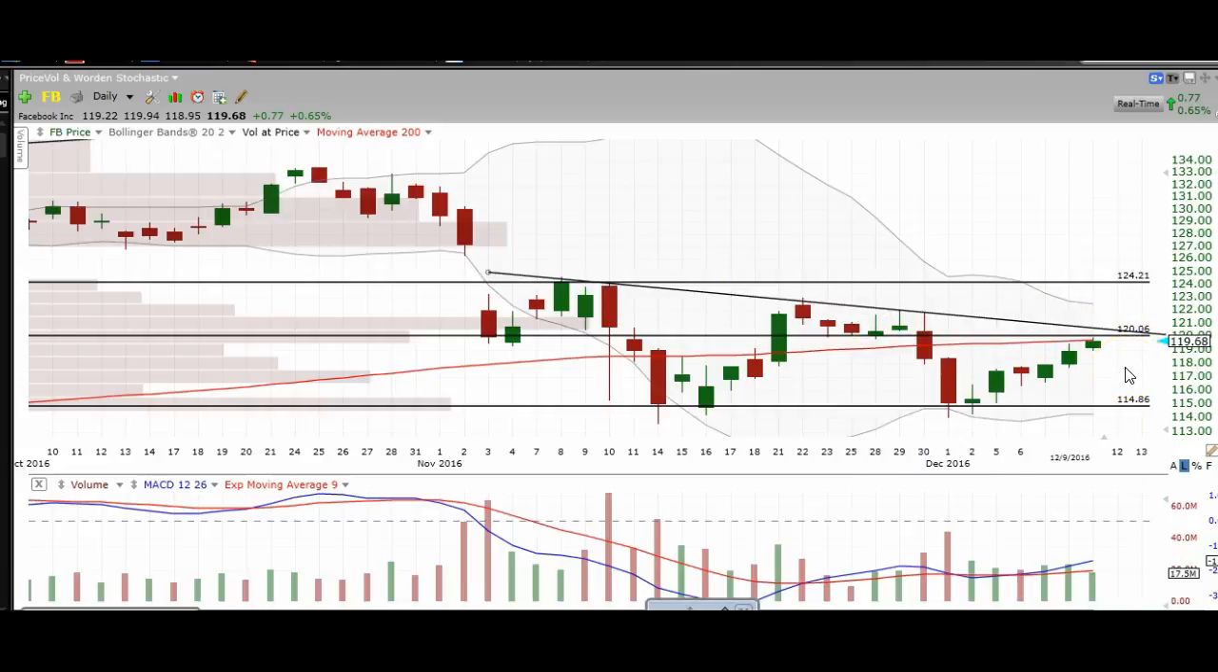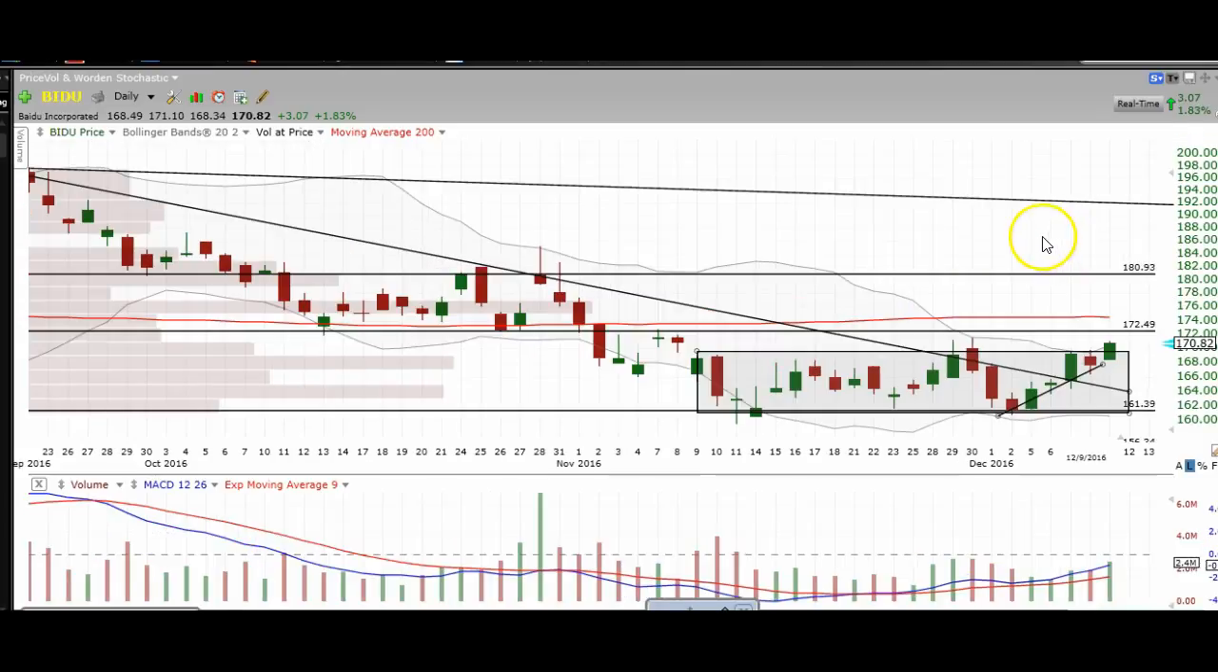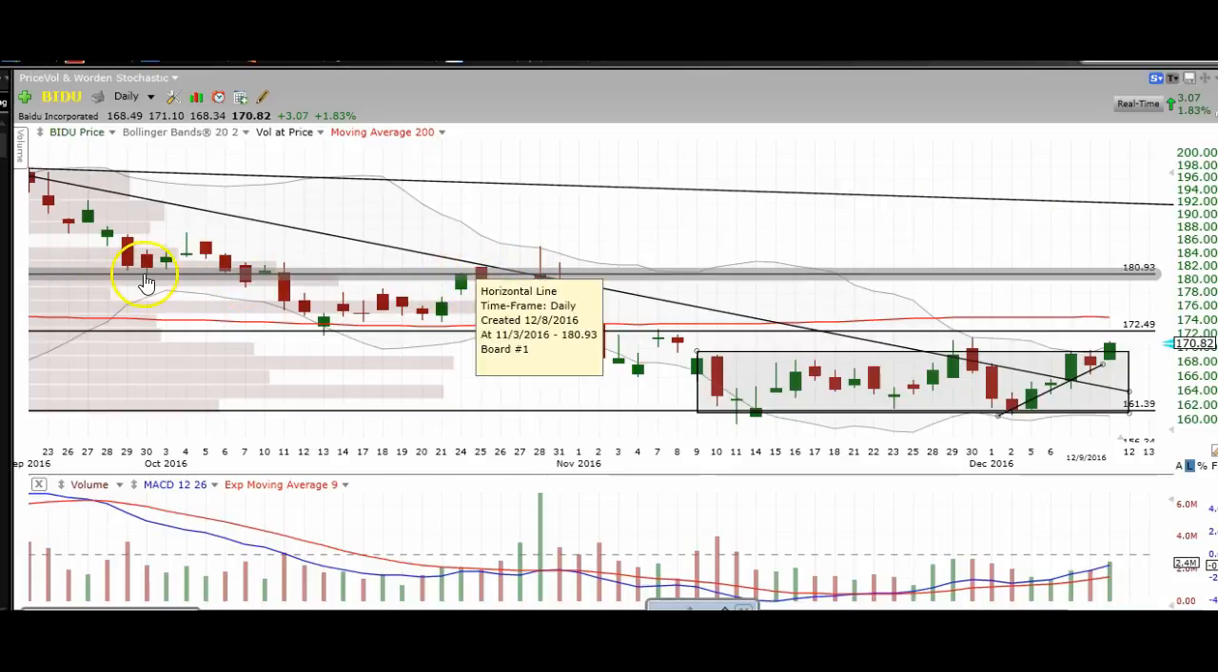The next one we're going to take a look at is BIDU. In BIDU, you can see here, we broke outside of this box, finally outside of the box with some decent volume. We have this uptrend line that you can use as support as well. More than likely, BIDU is going to be headed higher here in the short term. Next level of resistance is about 173 based off of the lows of these candles right here. The next level of resistance is going to be right around 181 based off of these candles, and all of these candles right here. You can see that resistance very clearly.